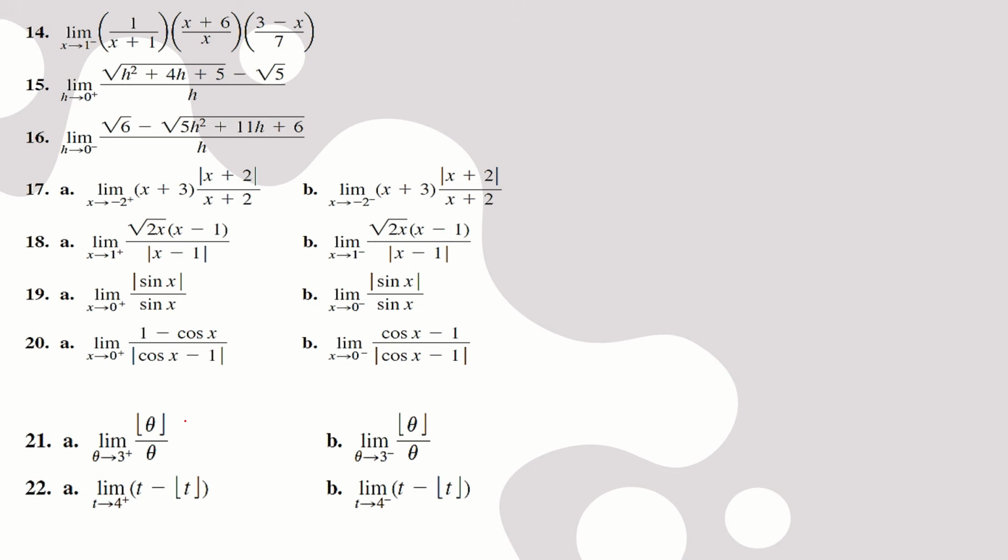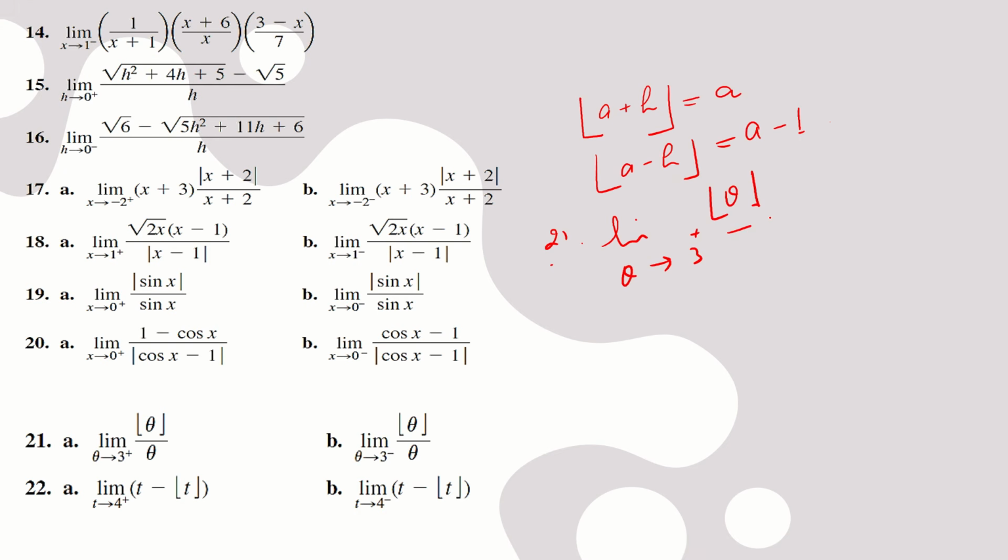In question 21, 22, we are using the greatest integer function. So I hope you remember that for the greatest integer function we have a rule that a plus h gives a, whereas a minus h gives a minus 1. So using this concept here in question 21, if you want to find the limit as theta goes to 3 from the right side of greatest integer theta divided by theta, that will become limit h goes to 0 of the greatest integer of 3 plus h divided by 3 plus h.